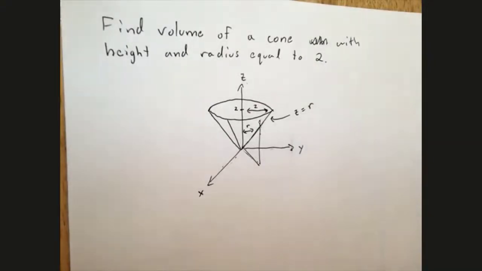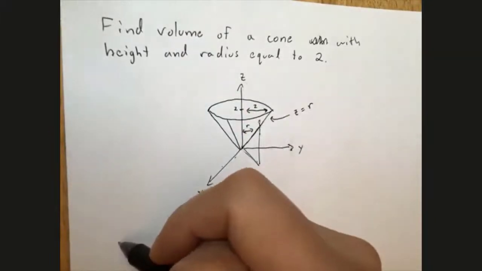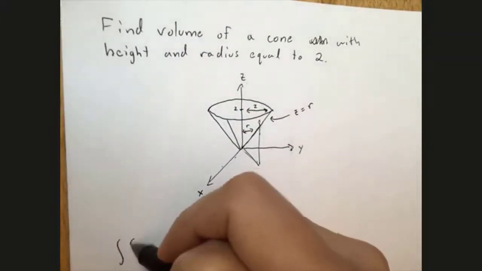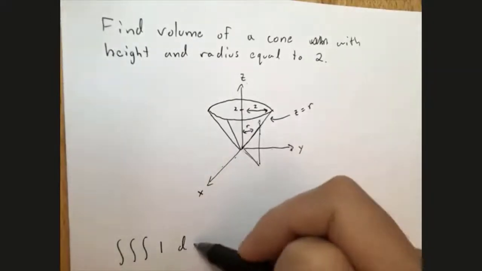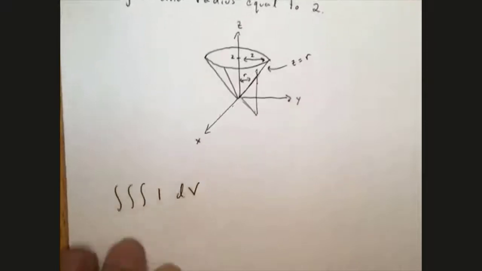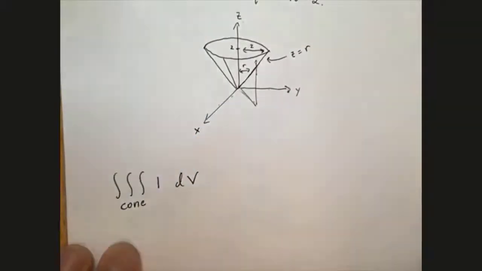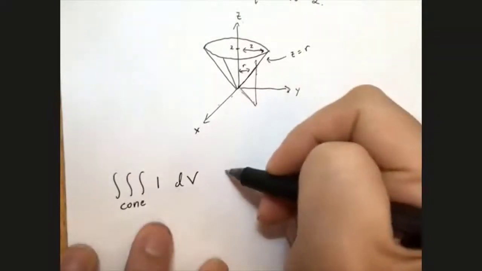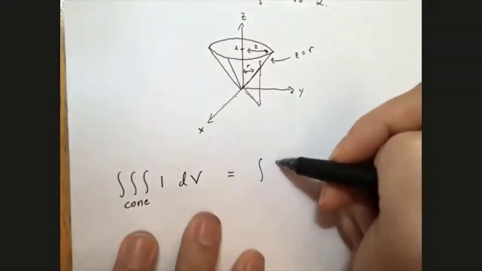Okay, so I think that's enough to figure this out. All right, so if we want to find the volume of something, remember what we do. We take the triple integral of 1 dV. That's going to be the volume. And so our region here is just that cone. All right, so let's figure out what these bounds are going to be.